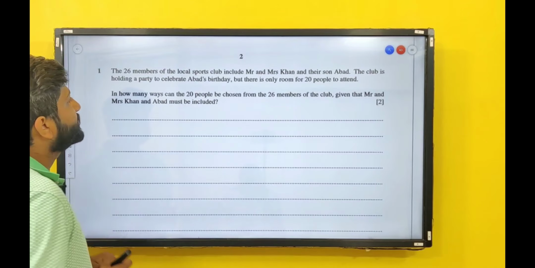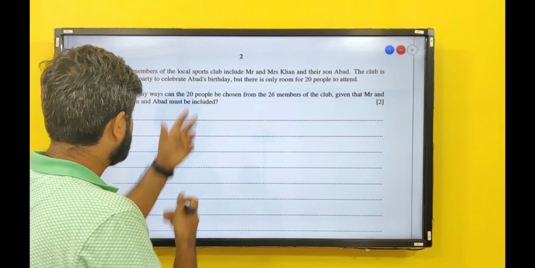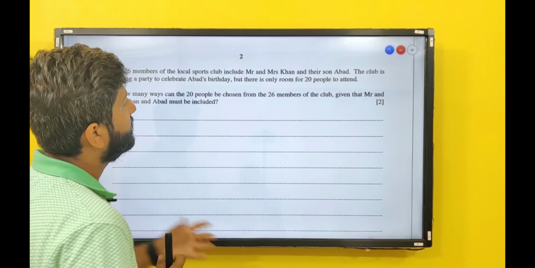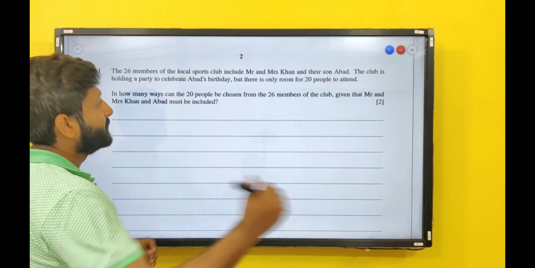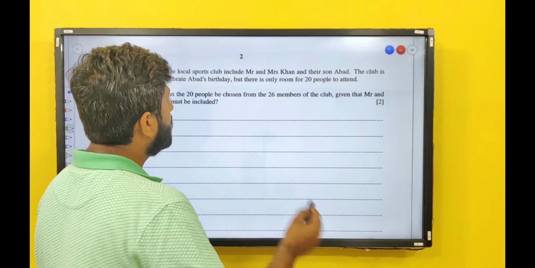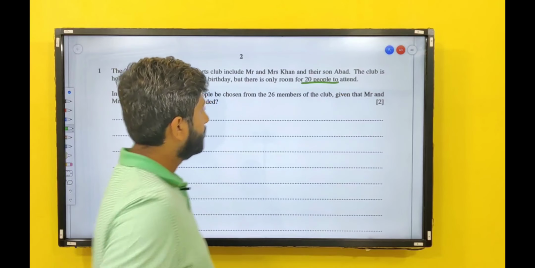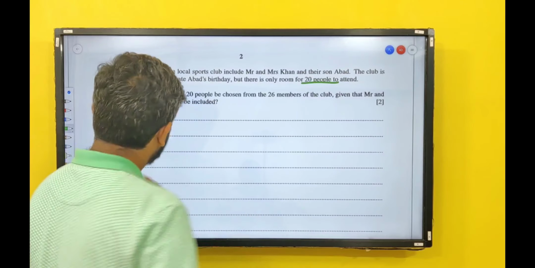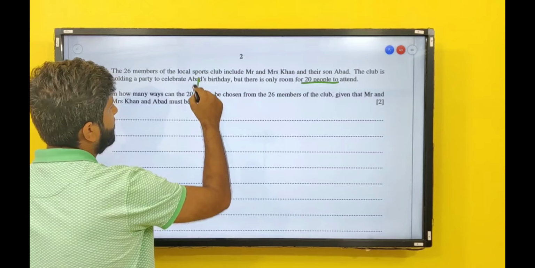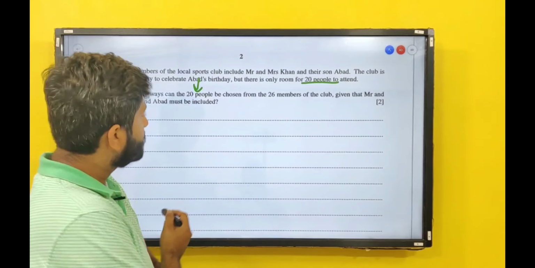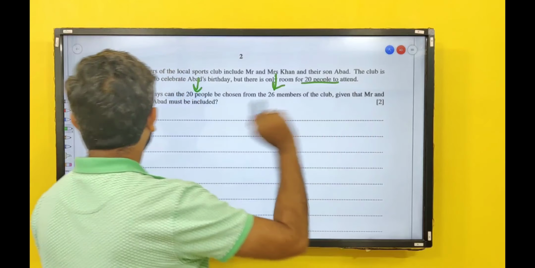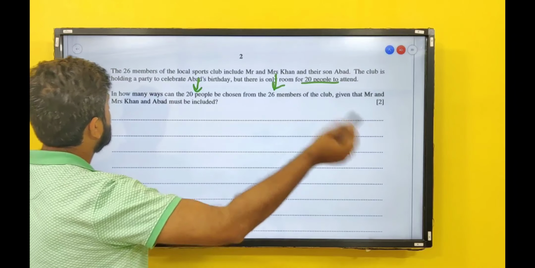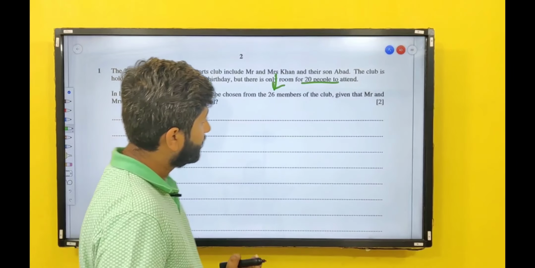The 26 members of the local sport club include Mr. and Mrs. Khan and their son Abad. The club is holding a party to celebrate Abad's birthday, but there is only room for 20 people to attend, I think due to COVID restrictions. In how many ways can the 20 people be chosen from 26 members of the club, given that Mr. and Mrs. Khan and Abad must be included?